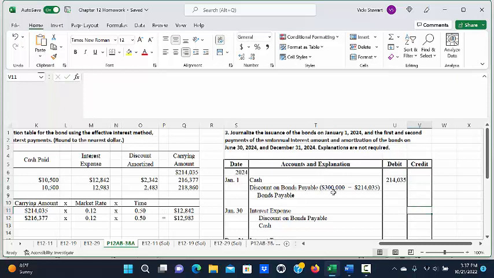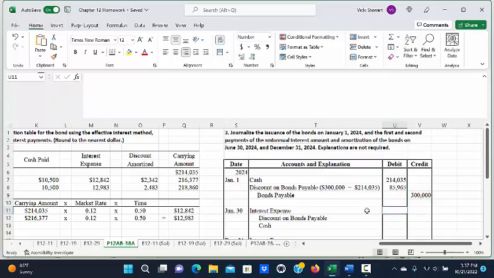$214,035. The difference between the face amount, or the maturity amount of the bonds, $300,000, and the amount of cash we received is the amount of the discount, which was $85,965. And then we credit bonds payable for the face amount, or the maturity value of $300,000, because that is the amount we will actually pay the bondholders back at the end of 10 years.